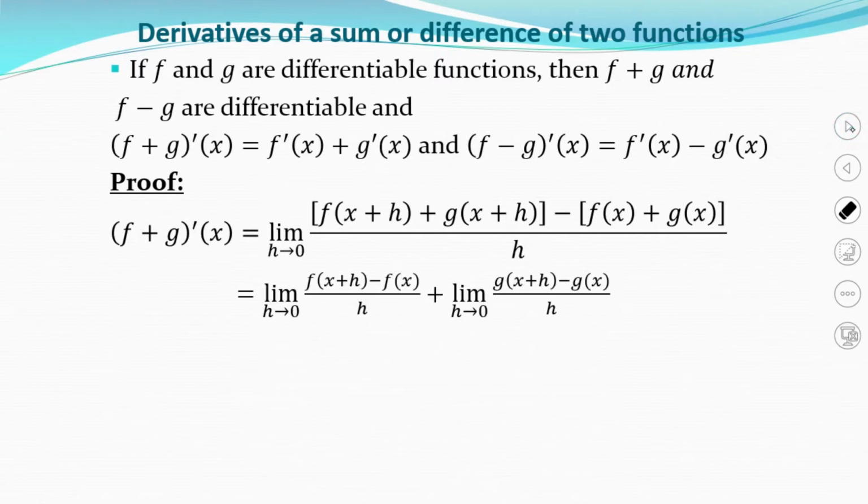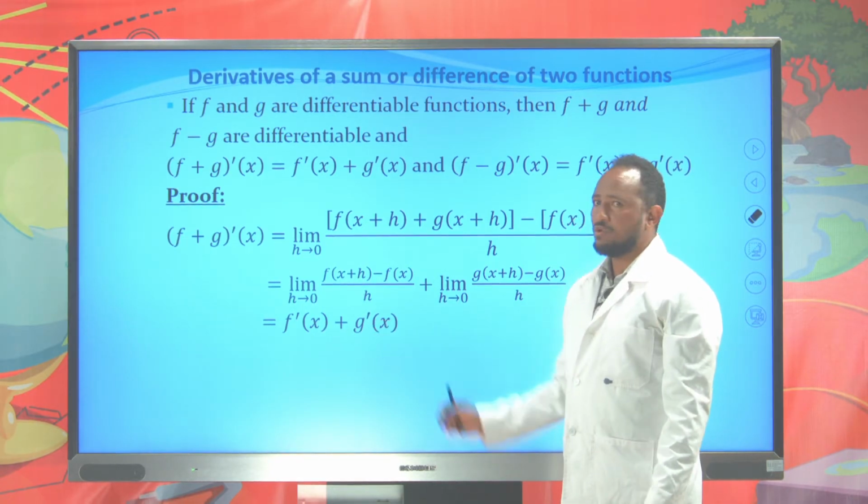From this I can write this expression in this form: the limit of f of x plus h minus f of x over h, plus the limit of g of x plus h minus g of x over h. The limit of f of x plus h minus f of x over h, where h goes to 0, is the derivative of f at x, and the second is the derivative of g at x. So this completes the proof.